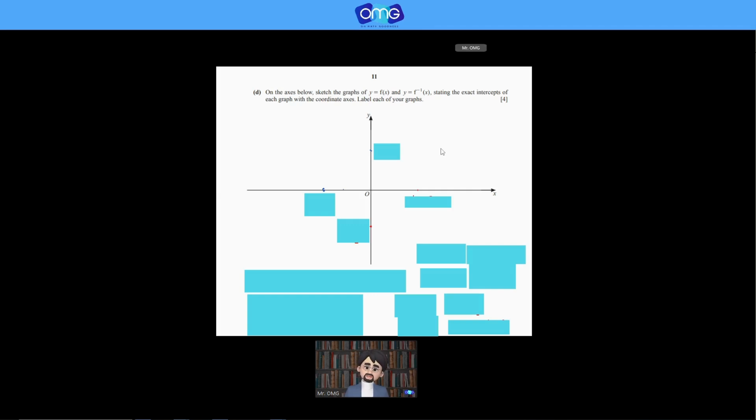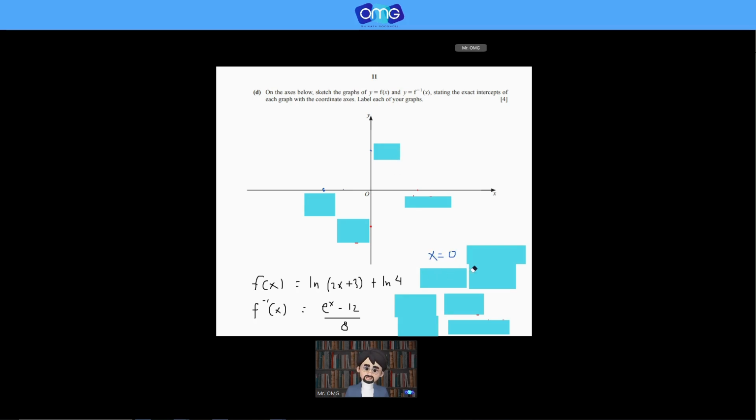On the axis below, sketch the graph y equals f(x) and y equals f inverse x. We know the f inverse x from the questions before. When x equals 0, that will be ln 3 plus ln 4, that will be ln 12, and y equals 0. If you use the calculator we get 11 over 8. However, for this one, when x equals 0, y will be minus 11 over 8, and when y is 0, x will be ln 12.